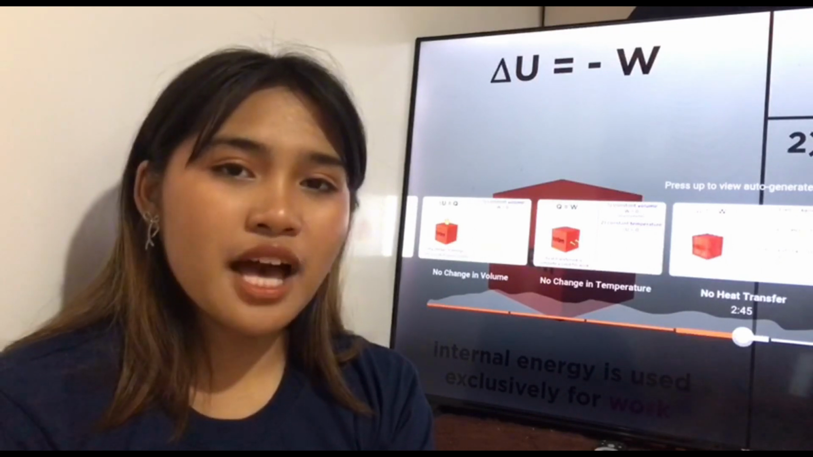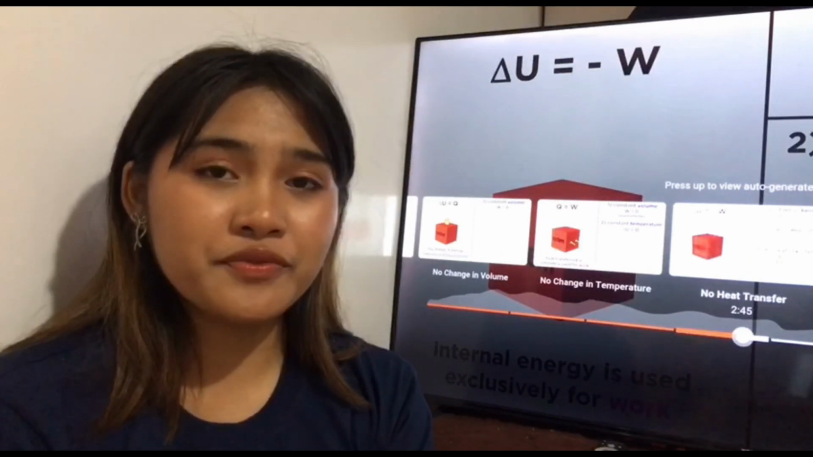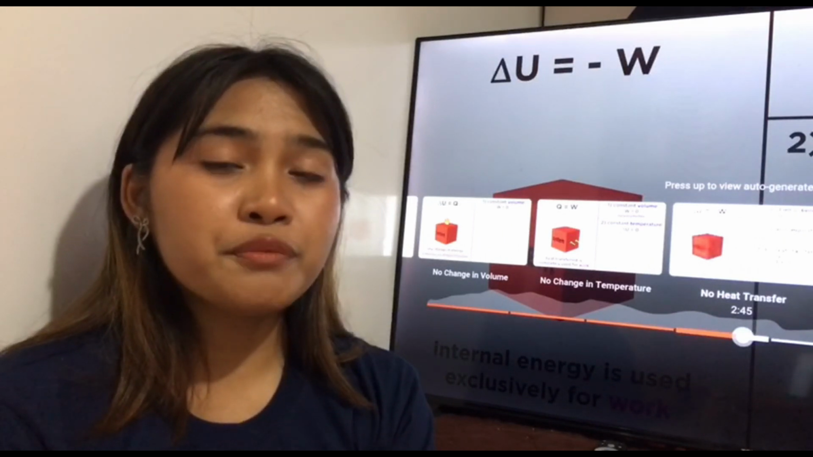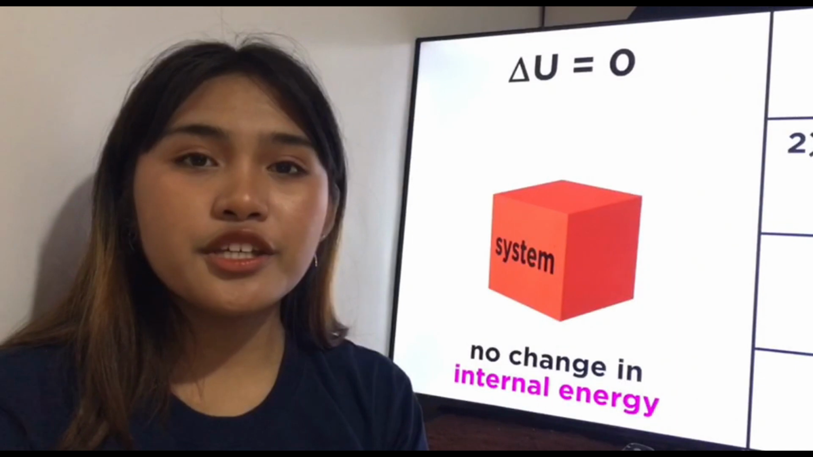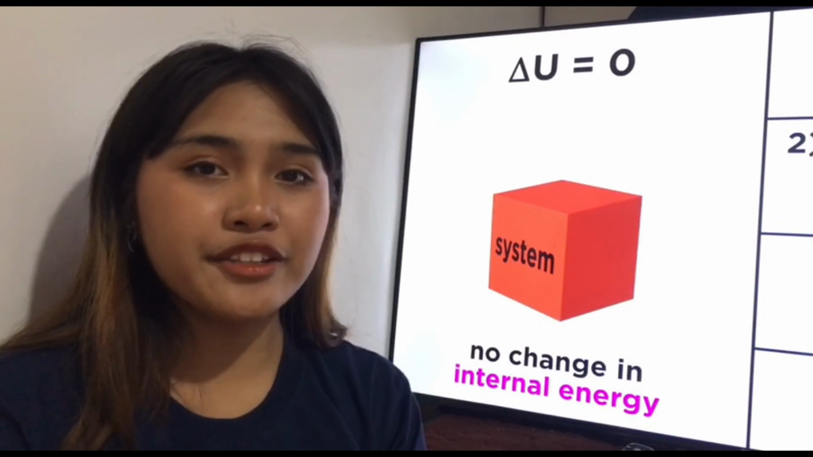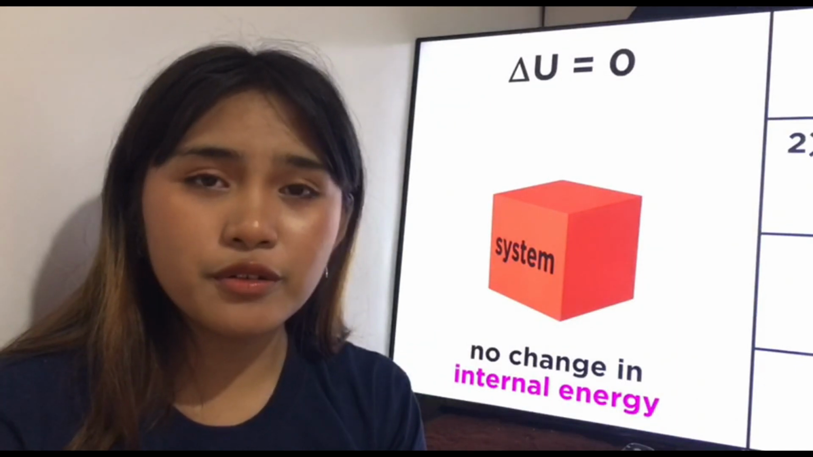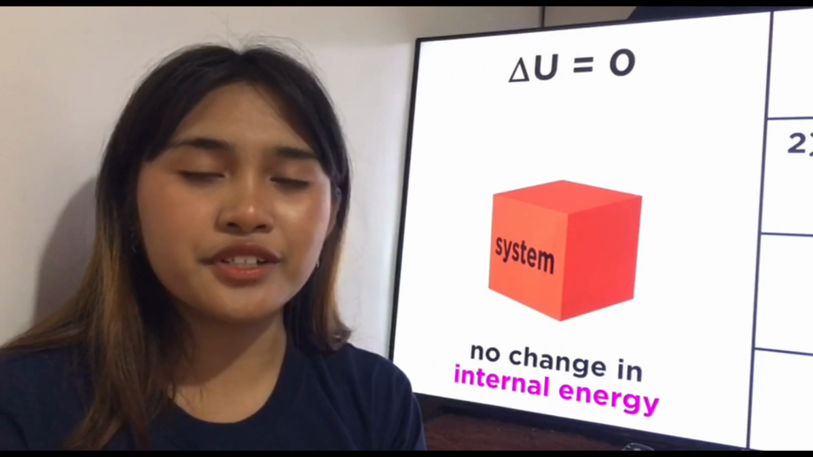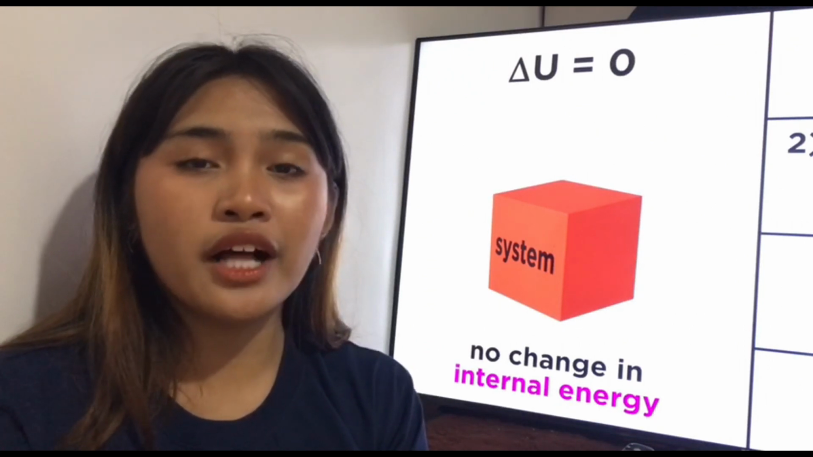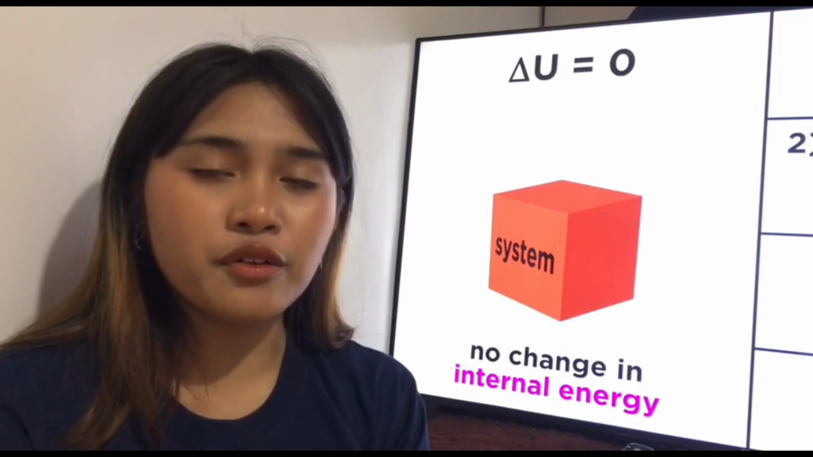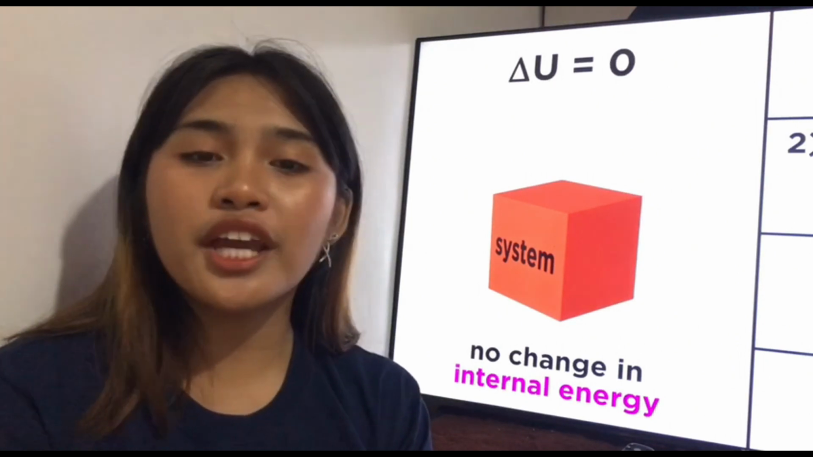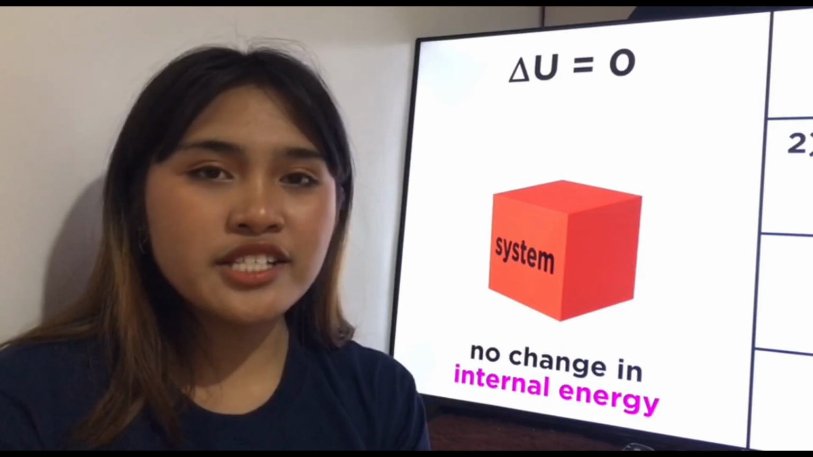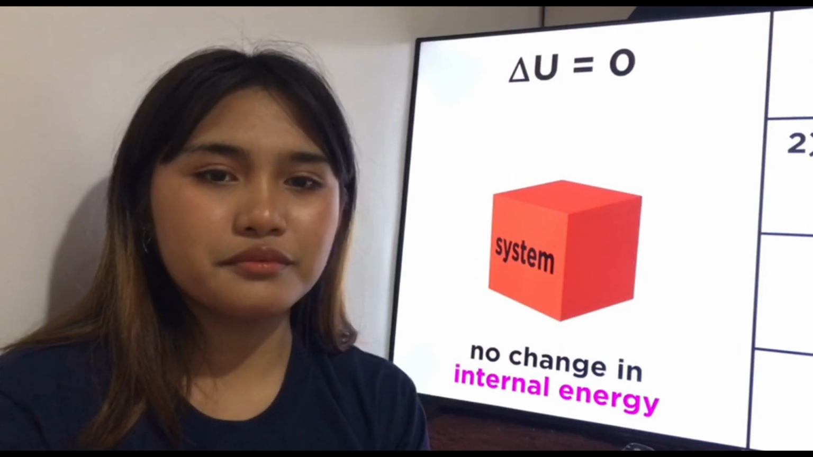We can take an example in the atmosphere. The air masses change due to the different pressures. And if Q is equivalent to 0 and W is also equivalent to 0, this means that there is no heat nor work transferred, which is why delta U is equivalent to 0, meaning that there is no change in internal energy. This is called the isolated system.